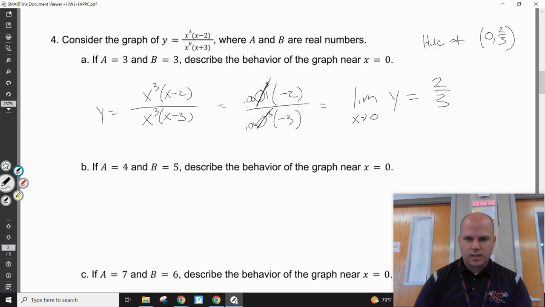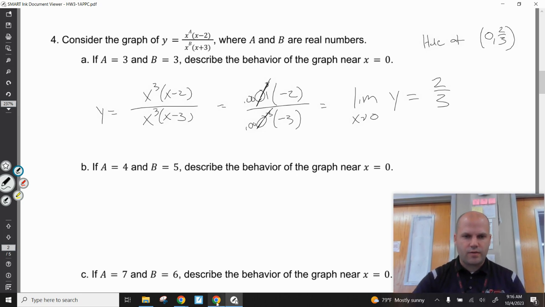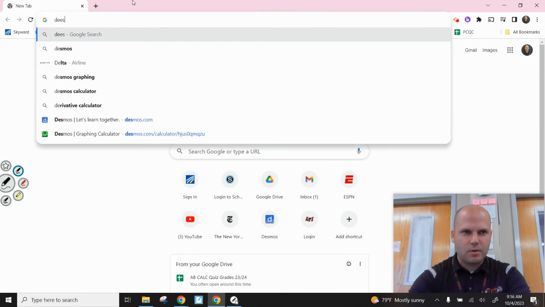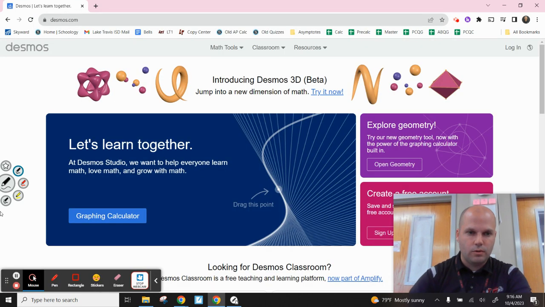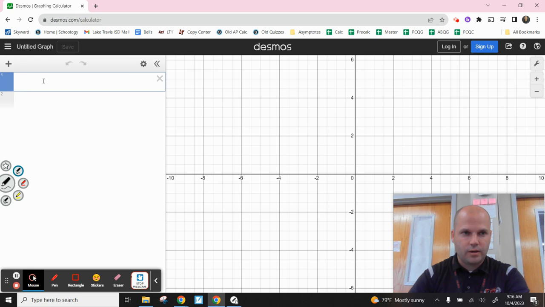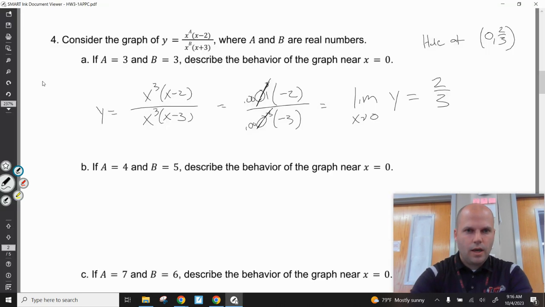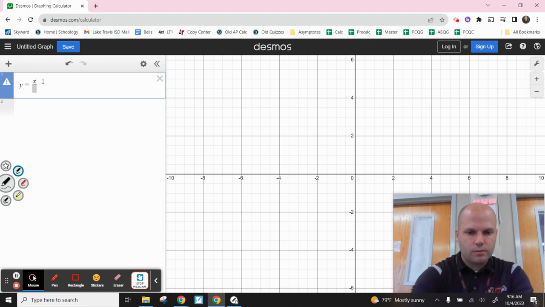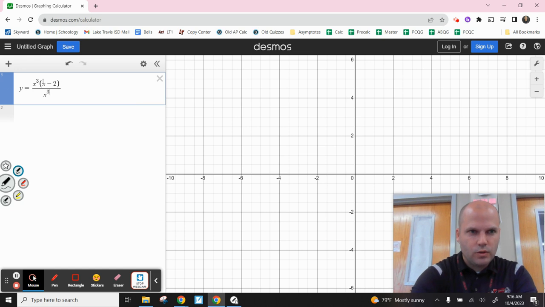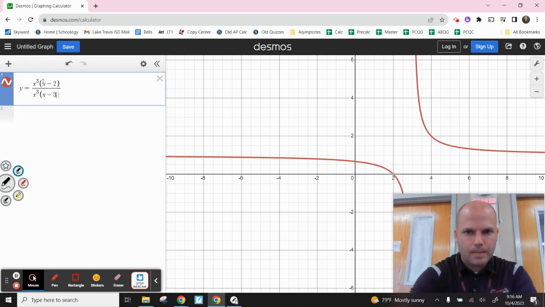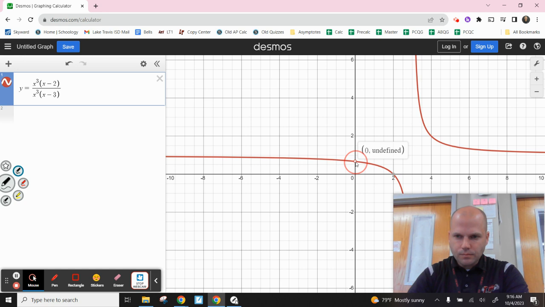It is good to see this so that you can kind of check to make sure everything's going well. I am going to break out Desmos for a couple of examples just to show you and to confirm myself that we're doing things correctly. So we have this x cubed x minus 2, we have x cubed x minus 3. And you can notice that at 0, we have this undefined, we have this hole. So that's good.